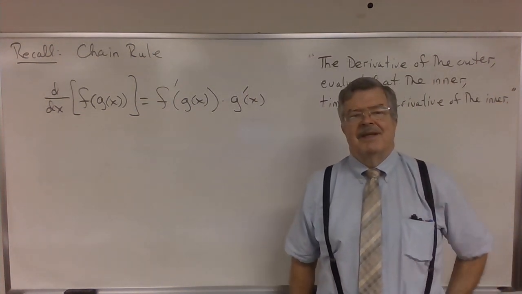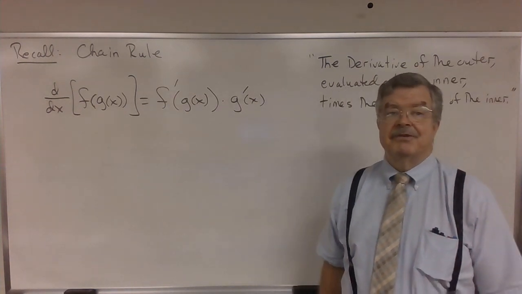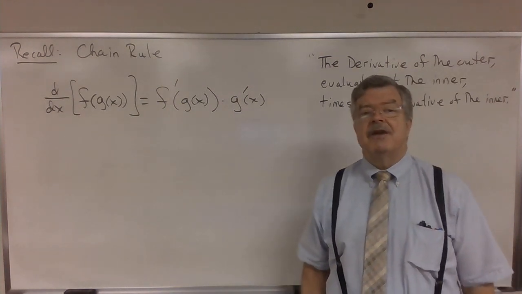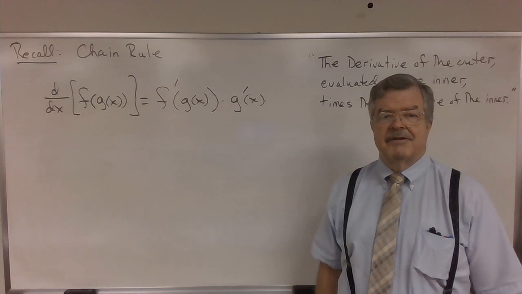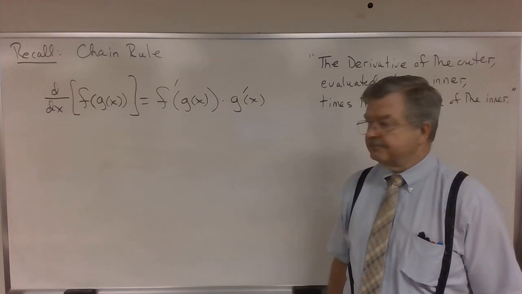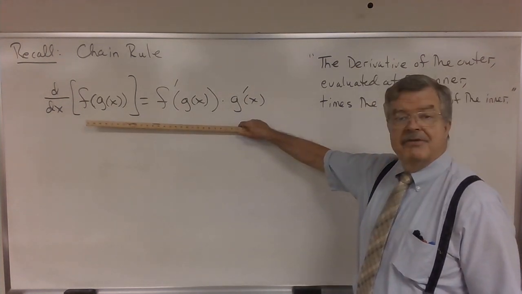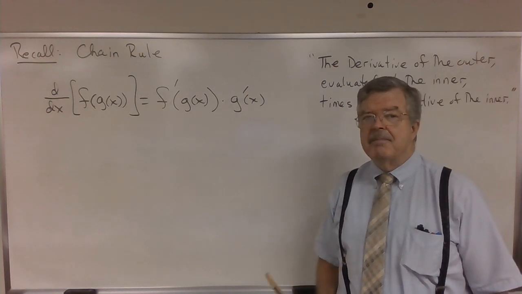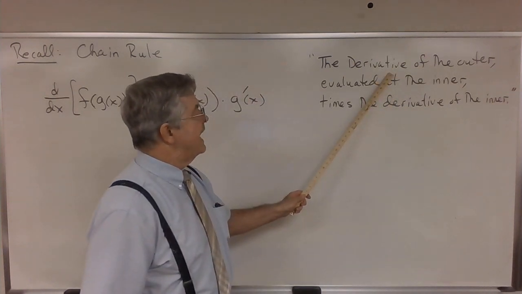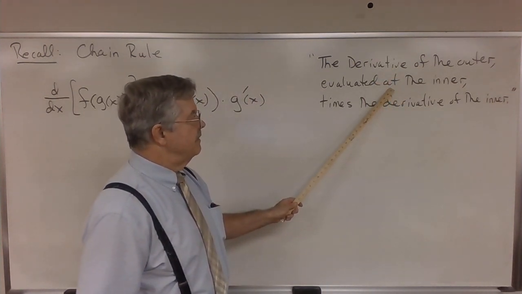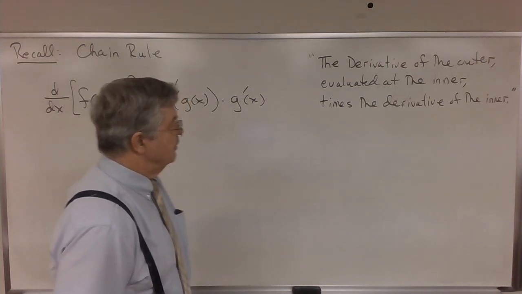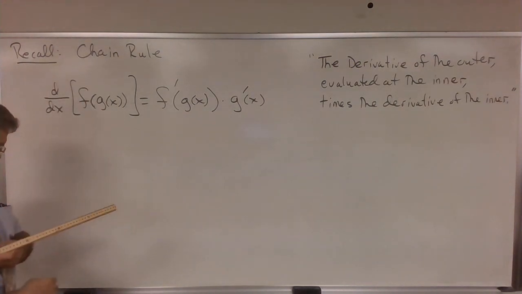Hey everyone, as you remember, last time we were introduced to the chain rule. The chain rule tells us how to compute the derivative of a composite function, a function evaluated at another function. And this is what the chain rule looks like. We also remembered it in words: the derivative of the outer evaluated at the inner times the derivative of the inner. That's the chain rule.